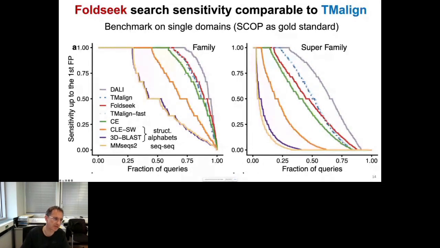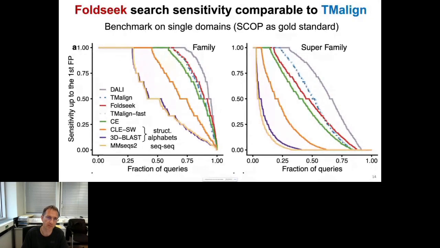And what you see here is this, for every query in this all-against-all comparison of the SCOP database. So SCOP is a single domain database where we have a hierarchy of family, superfamily, fold, and so on. So for every query, we have a sensitivity. The sensitivity just tells us how many of the same family we found before the first false positive. And now we have a cumulative distribution over the sensitivities for each of the queries.